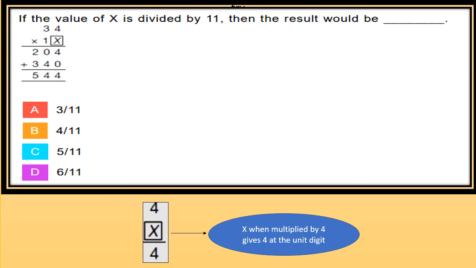Now which of these numerator when multiplied by 4 gives unit digit 4? So that will be the x. So divide by 11 means upon 11. So denominator will be 11. Now choose your correct answer.